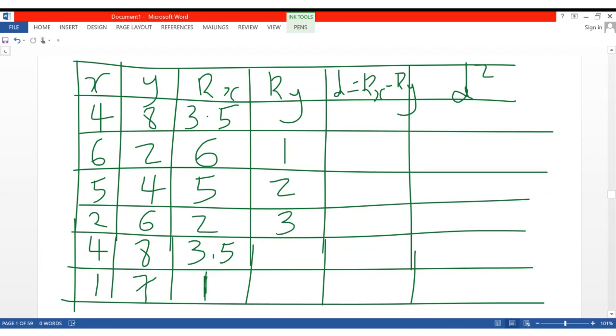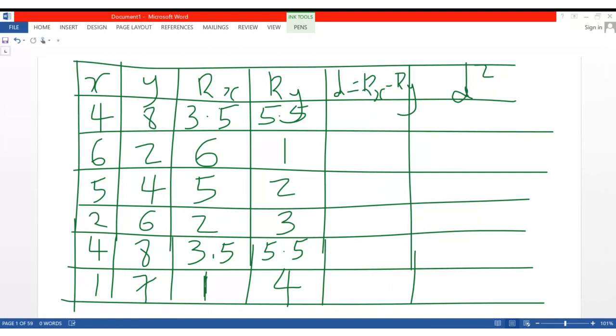But now we have a repetition. We have 8 and 8. So they'll take the two consecutive ranks, which are 5 and 6. And the average of 5 and 6 is 5.5. Now the only thing remaining is for us to subtract, and then we square.